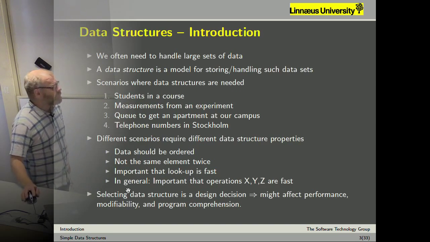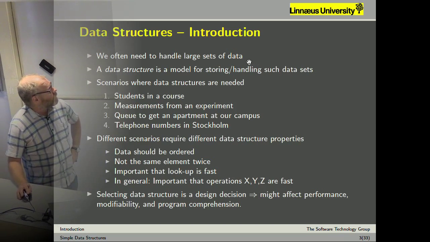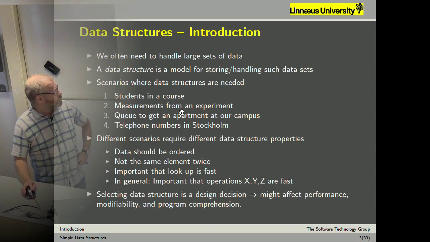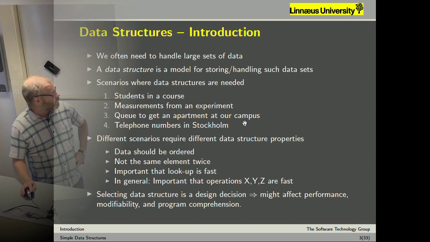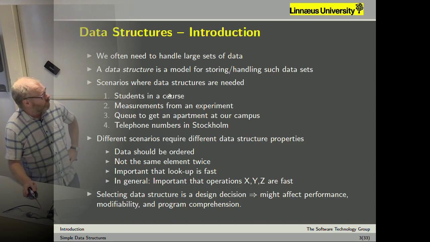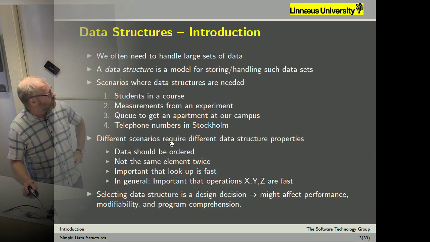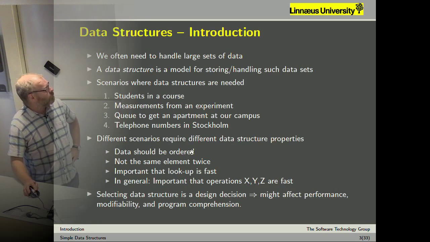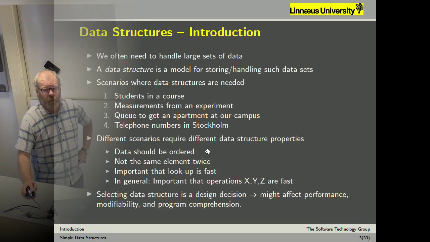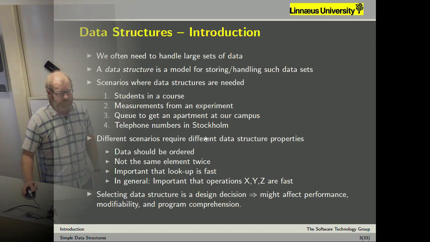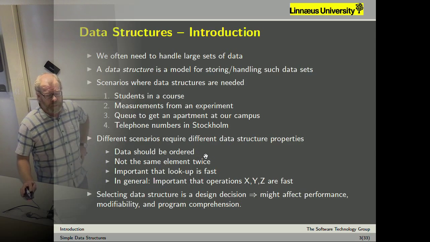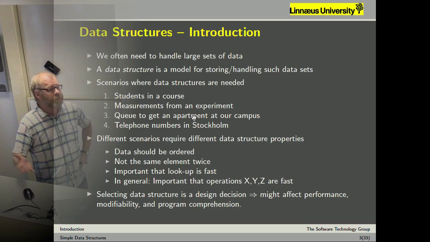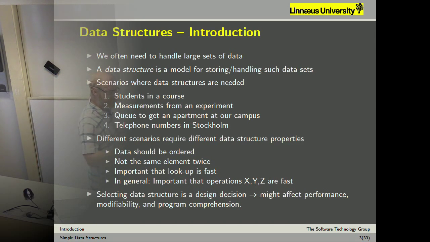But in general, quite often when we are programming, we need to handle large data sets. For example, students in a course, measurements from an experiment, the queue to get an apartment at our campus, the telephone numbers in Stockholm. These are different scenarios, and different scenarios often require that we use different data structures. For example, some scenarios might say that data should be ordered, in some kind of alphabetic order. It might be that we should not have the same element twice. For example, in the queue to get an apartment, you shouldn't be at two different positions in the queue. You should only have one position.